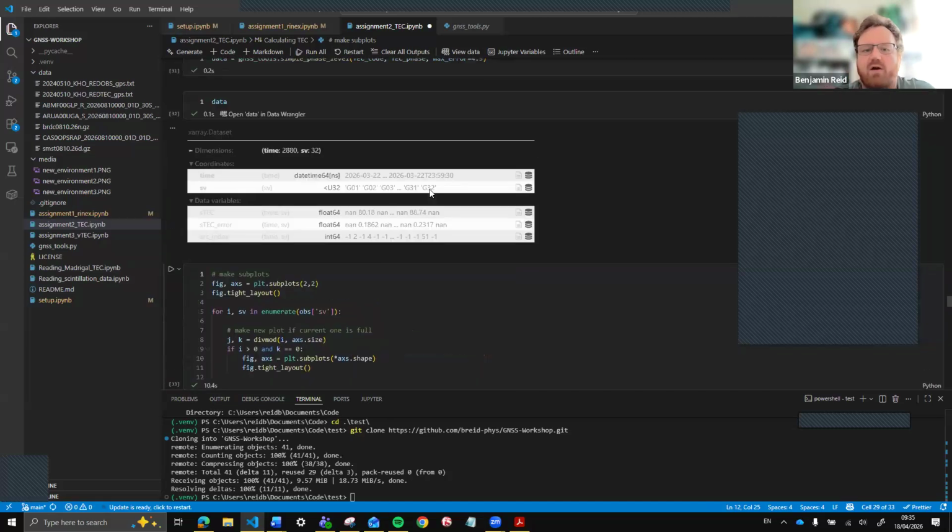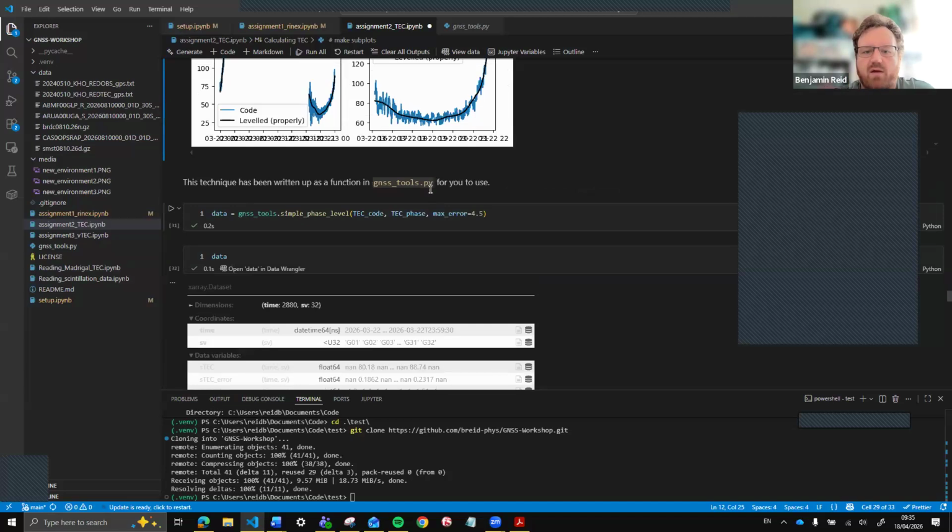But you can see the phase leveling code is nice and it's very quick. It takes on my computer, just a laptop, 0.2 seconds to do that phase leveling.